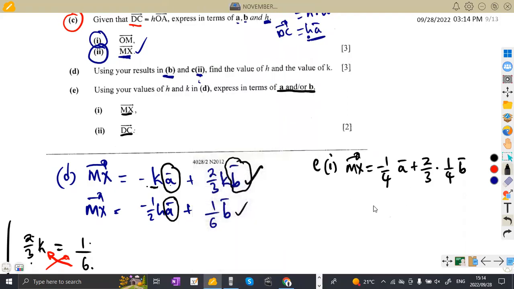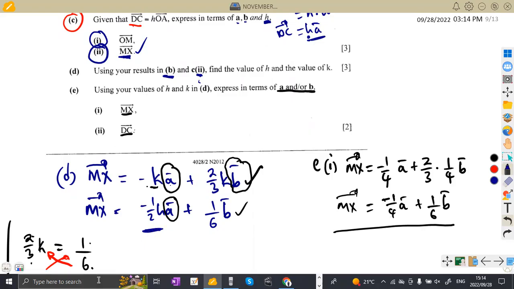So it's going to be 1 over 6. So we've got negative 1 over 4a plus 1 over 6b. So this is your mx in terms of a and b. So you can even prove on this one to see if it truly is the right answer. Remember your h, you calculated your h, you got 1 over 2. So if you substitute 1 over 2, are you getting the same answer?